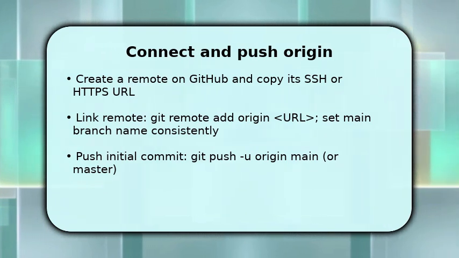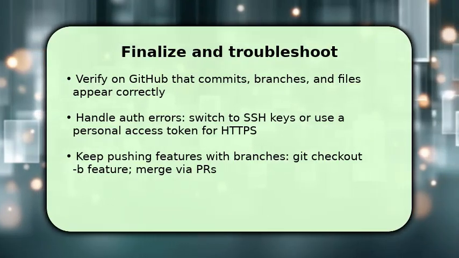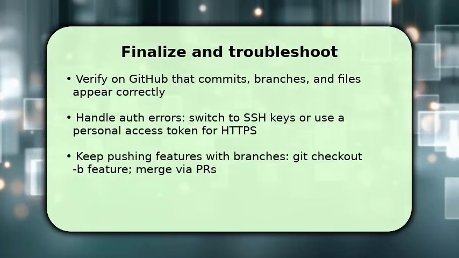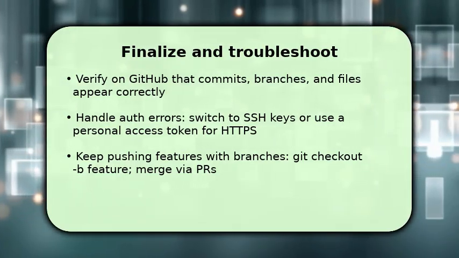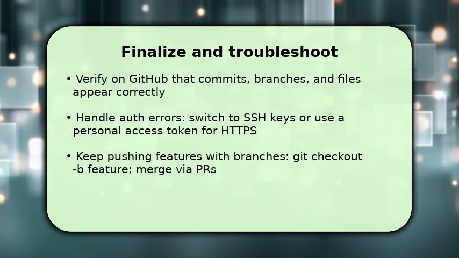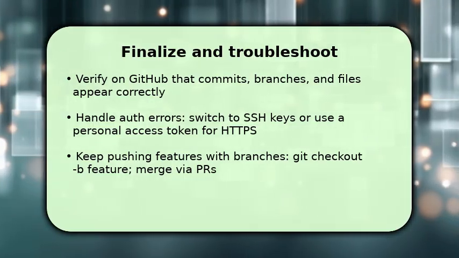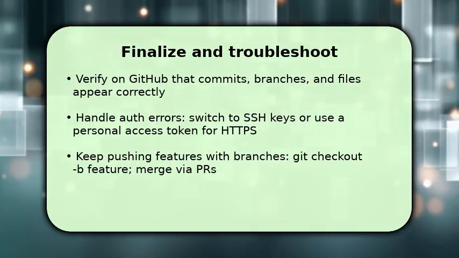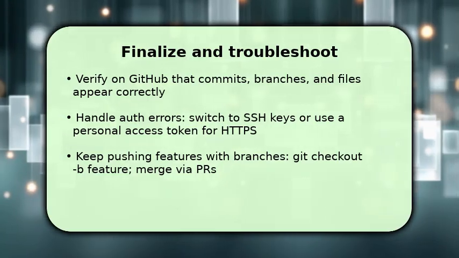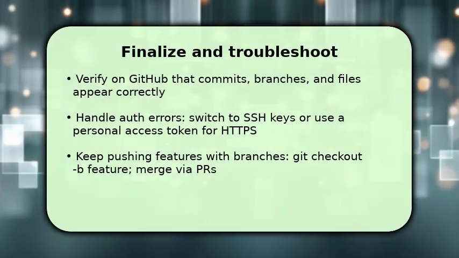You should now verify the repository on GitHub, ensuring commits and files are visible. Once done, create branches for features and use pull requests to merge. If push fails due to authentication, configure an SSH key pair or create a personal access token for HTTPS and update your remote URL. This fixes permission-denied errors. Finally, make small commits, push frequently, and use descriptive messages so you can revert if needed. This keeps your Flutter project robust.